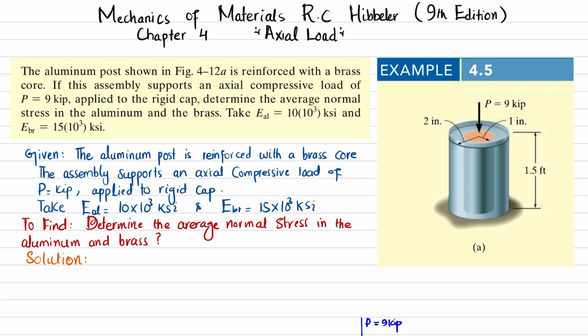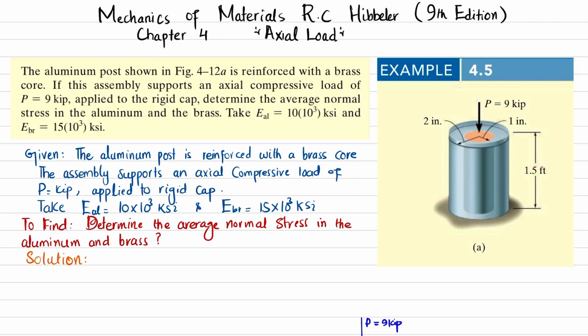So you can see this is an aluminum post that is reinforced by a brass core, and there is a rigid cap which holds these two together, and an axial load of 9 kips is applied. The radius of this brass core is 1 inch while the aluminum radius is 2 inch. The length of this post is 1.5 feet. So you have to determine the stress in this aluminum post and the stress in this brass core.